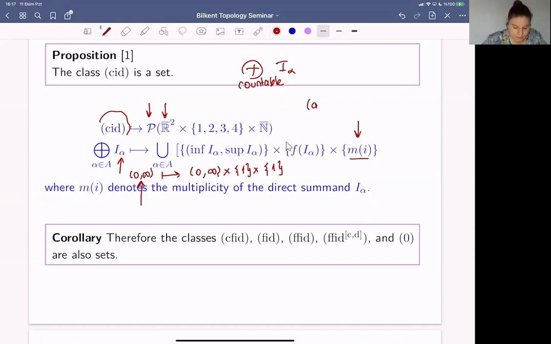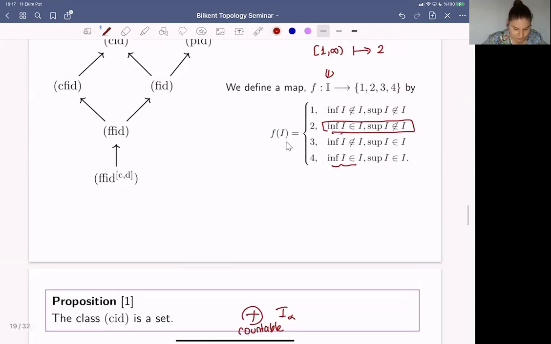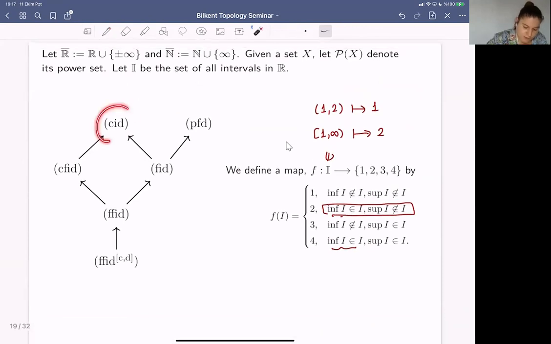And if CID is a set, so if I look at this graph and the biggest one is a set, then the proper subclasses are also sets.